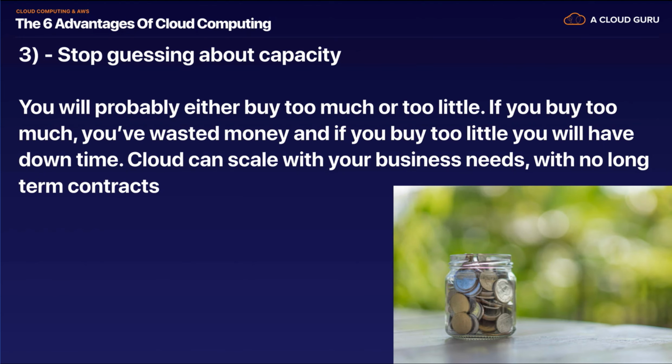The third advantage is you stop guessing about capacity. So you're probably either going to buy too much or too little. You might have 10 web servers when you only need 4, or you might only have 2 when you need 6. In that scenario, if you buy too much, you've wasted money, and if you buy too little, you're going to have downtime. Now, cloud can scale with your business needs with no long-term contracts.